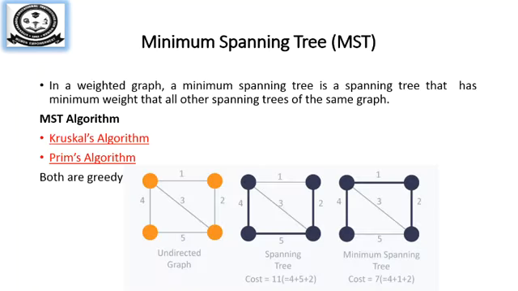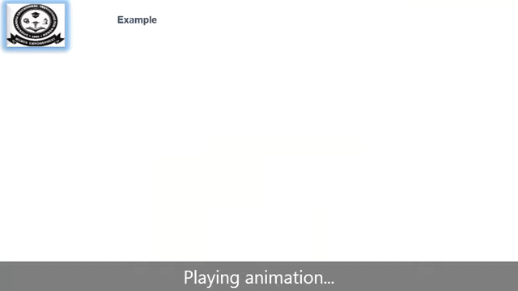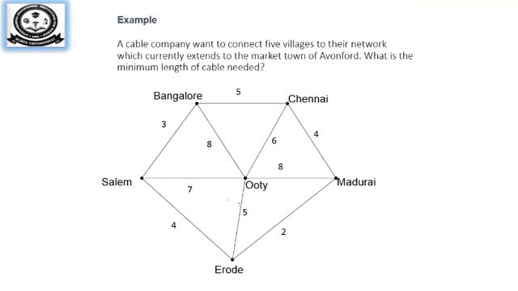Now in a weighted graph, how will a minimum spanning tree be defined? It will be defined as a tree that has minimum weight compared to all other spanning trees of the same graph. So a minimum spanning tree can be constructed using two algorithms: Kruskal's algorithm and Prim's algorithm. First, let us see an example of how a minimum spanning tree is used.